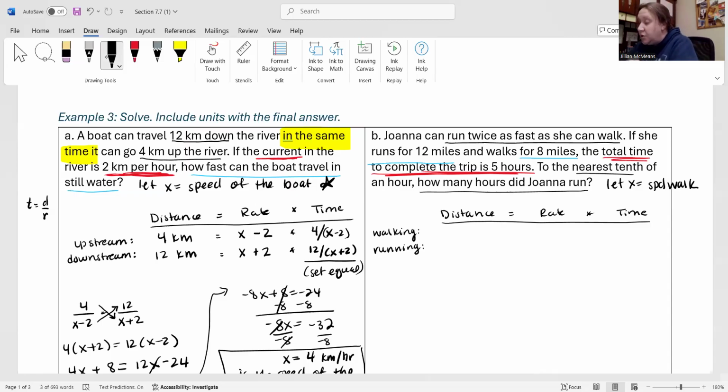Now we know 2 things. We know how far she's going to run and how far she's going to walk. So she's going to walk 8 miles. She is going to run 12 miles. We also know her rate of speed walking. We know she can walk x miles per hour. Now, if she walks x miles per hour, we know she can run twice as fast. So to figure out twice as fast, you just multiply her walking speed by 2.